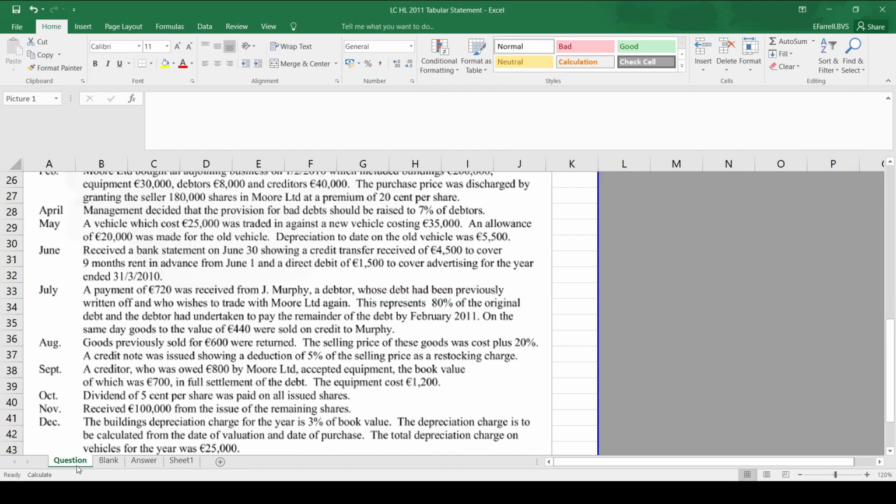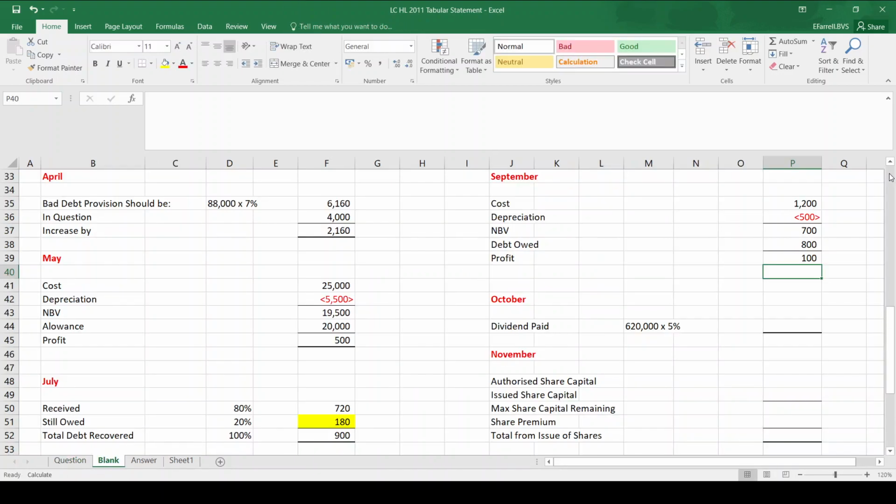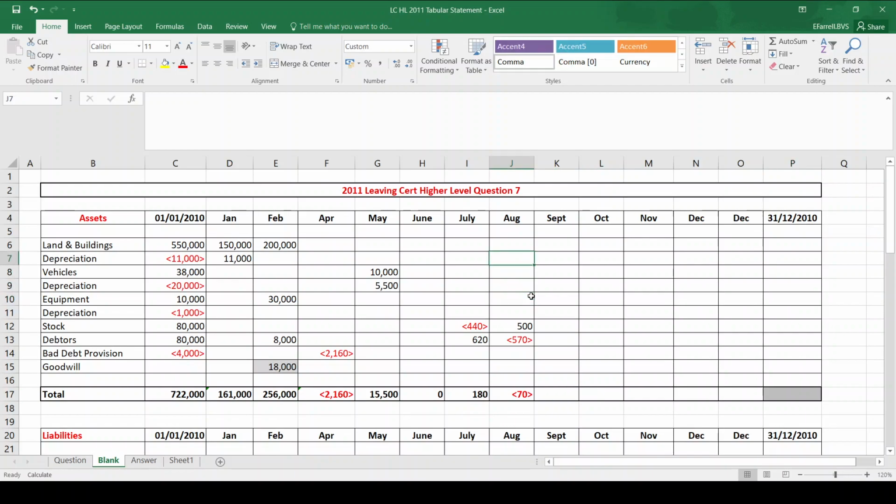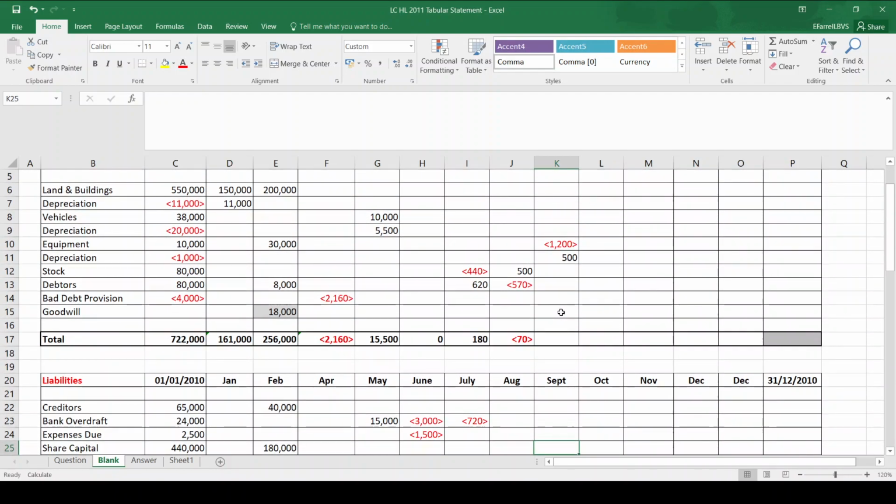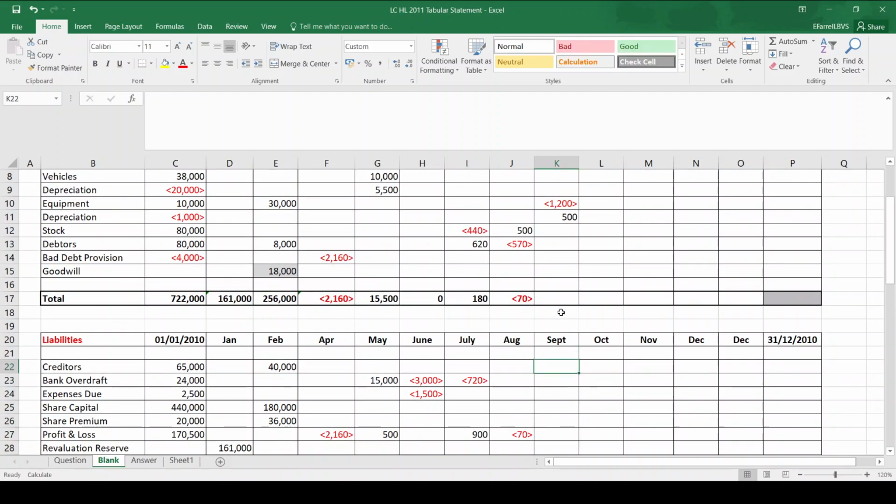So to put this into the tabular statement, the cost of equipment has to come out of equipment. So September, if we go to equipment, we have to take out the cost of the equipment because we don't have that equipment anymore. So the 1200 is going to come out of the cost of equipment. And because we don't have the equipment, we have to take out the depreciation of that equipment. The depreciation of the equipment is 500. Because depreciation is a minus, if we want to take it out, it's going to go in as a plus 500, the opposite. We don't owe that person 800 euro anymore. They took equipment worth 700 in full settlement of the debt. So we don't owe them 800 anymore.